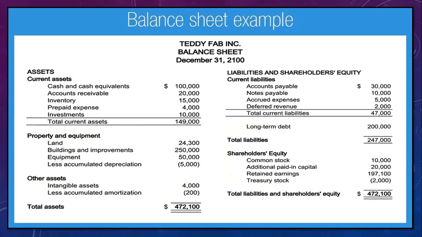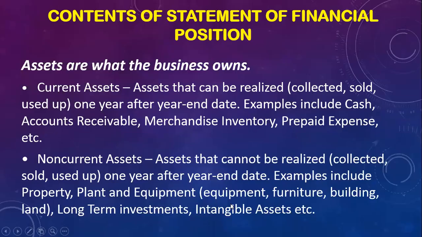So, yan. O, diba? So, dapat equal yung total assets sa total liabilities and shareholders equity. So owner's equity, shareholders equity, same lang, same term lang din siya. Okay, so yan. Yan po ang example ng account form. Next, so contents of statement of financial position.